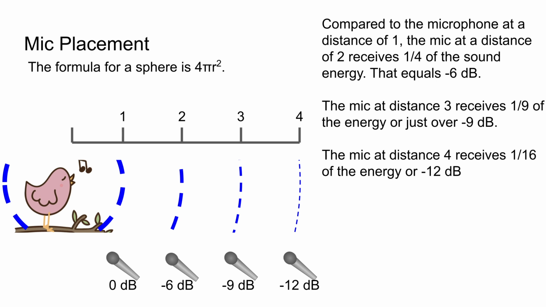By the time we get out to 2 yards, we've lost 6 decibels of sound. It's 1/4 as strong as it was. By the time we get out to 3 yards, it's lost 9 decibels of sound. It's 1/9 as strong as it was. And by the time we get out to 4 yards, we've lost 12 decibels of sound. It's 1/16 as strong as it was.